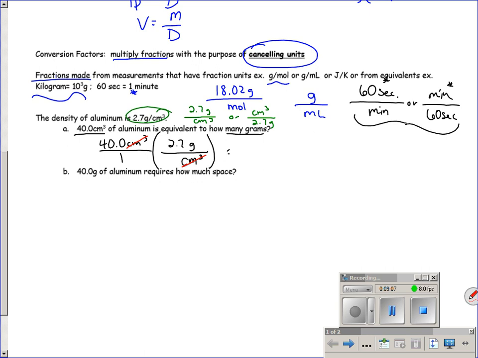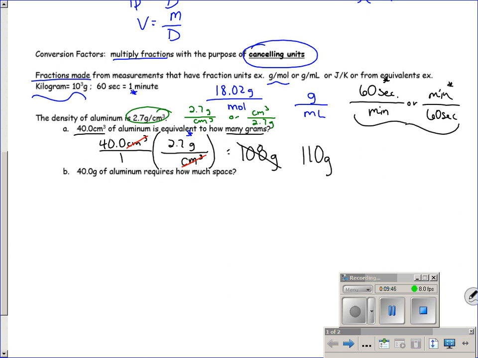So now all we have to do is chug it out in our calculator. We are in effect multiplying 40 times 2.7. That's going to give us 108 grams, is what the calculator gives us. Please remember that whenever you do a calculation, you have to put your answer to the proper number of significant digits, which in this problem is 2, based on the 2.7. So our 108 grams is not a correct answer. It is 110 grams.